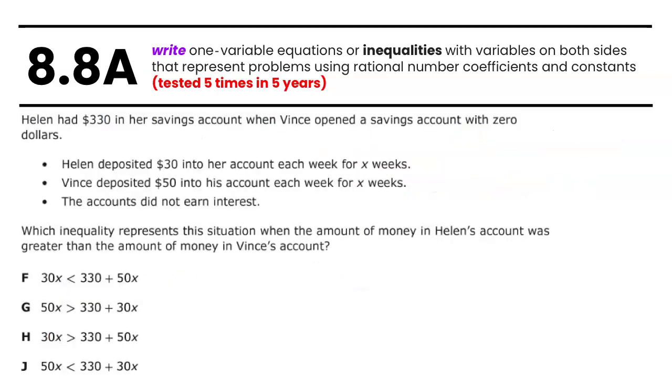For this real-world example, Helen had $330 in her savings account. Vince opened a savings account with $0, and we want to eventually know which inequality represents the situation when the amount of money in Helen's account was greater than the amount of money in Vince's account. So again, having students write down a verbal description of what they see in the problem, in this case that Helen needs to be greater than Vince.